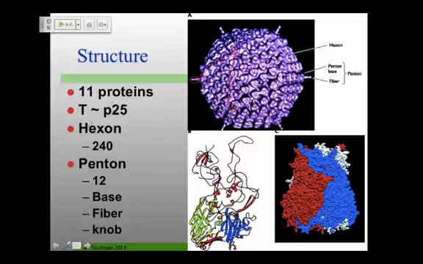That's mostly made up of the hexon protein, 240 copies of that, and then 12 of your pentons. Not surprisingly, it's 5-fold symmetry. The penton is interesting because it's not just one protein, it's a whole bunch of proteins, 3 different proteins in fact, that are there: the base, fiber, and knob. Most important for us is this hexon protein. This is the main thing that makes up that structure here.